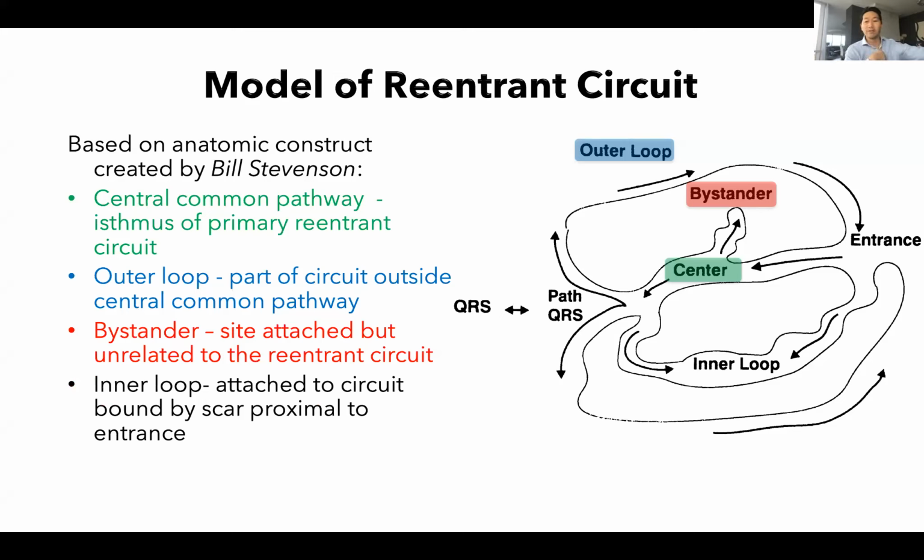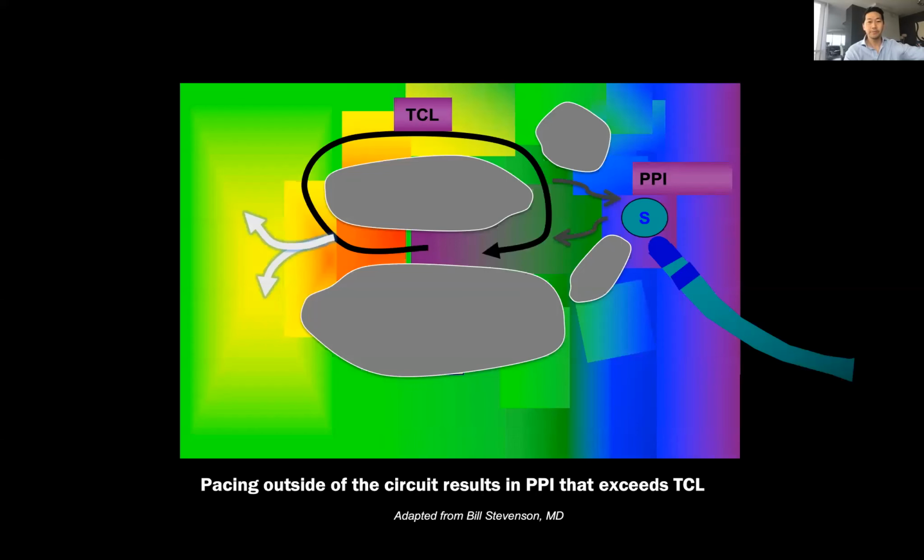It's really kind of the same as an entrance site, but the idea is it's like having an outer loop with a figure of 8 model, but this explains those that have long stim to QRS that have concealed fusion. This is borrowed from Bill Stevenson, a very elementary cartoon in which where you are pacing from approximates the distance from the circuit.